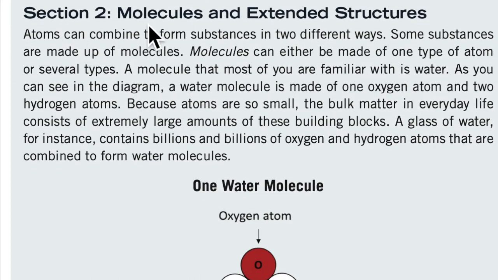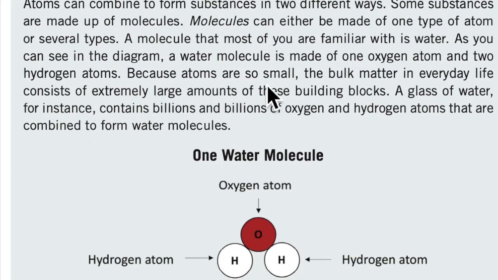Section 2. Molecules and extended structures. Atoms can combine to form substances in 2 different ways. Some substances are made up of molecules. Molecules can either be made up of one type of atom or several types. A molecule that most of you are familiar with is water. As you can see in the diagram, a water molecule is made of 1 oxygen atom and 2 hydrogen atoms.